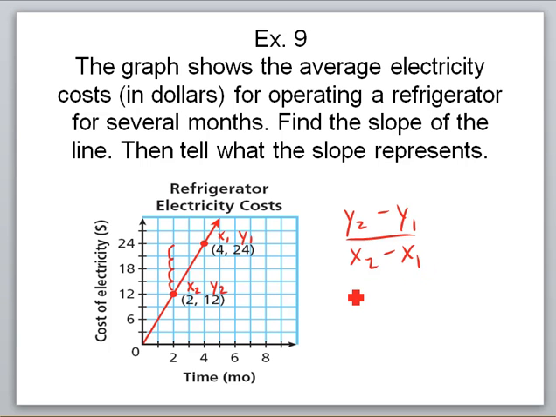Your y2 is 12 minus your y1 is 24 over your x2 is 2 minus your x1 is 4. 12 minus 24 is -12. 2 minus 4 is -2. That does give you a positive 6 slope. I will explain on the next slide or in the next video what this represents.